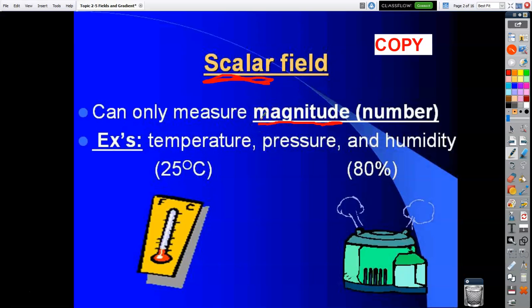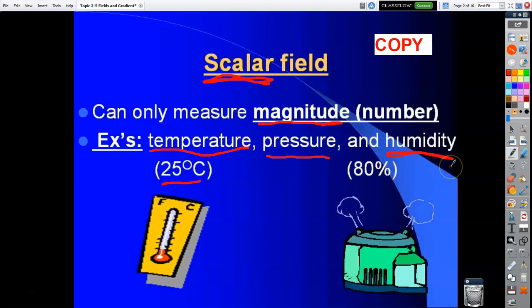In earth science, there are some scalar fields, ones where you just use an instrument and you get a number. For example, temperature. You use a thermometer and it'll tell you it's 25 degrees Celsius outside. There's nothing else to it. Just read the number and that's a scalar field. Or pressure. I look at a barometer and it tells me that it's 995 millibars of pressure outside.